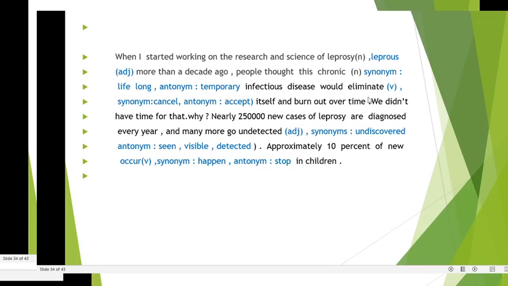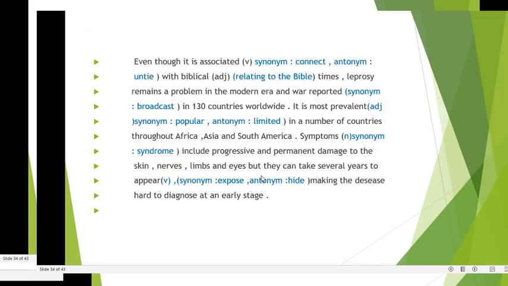And eliminate indicates to wipe out. Synonym of this word is cancel, remove. Antonym accept. Okay. And undetected, it is an adjective, and synonym of this word is undiscovered, and antonym seen, visible, and detected. Okay. And occur, it is a verb, and synonym of this word is happen, and antonym stop. Okay.